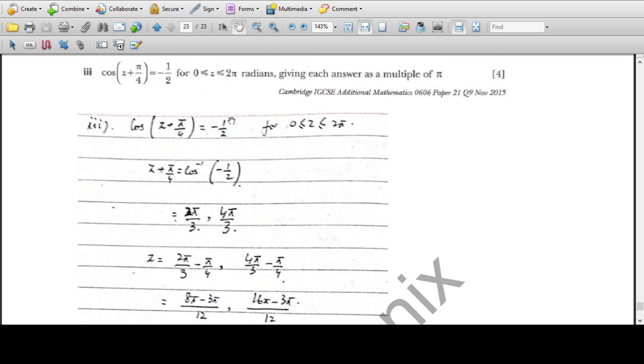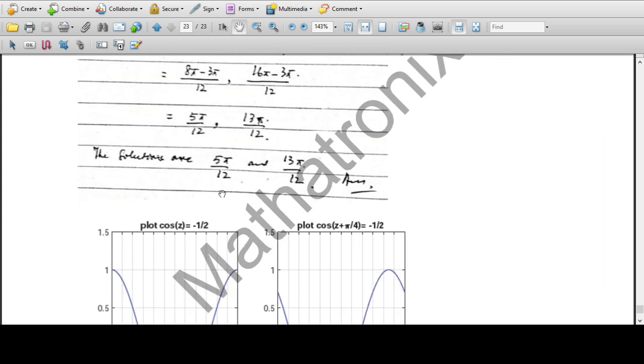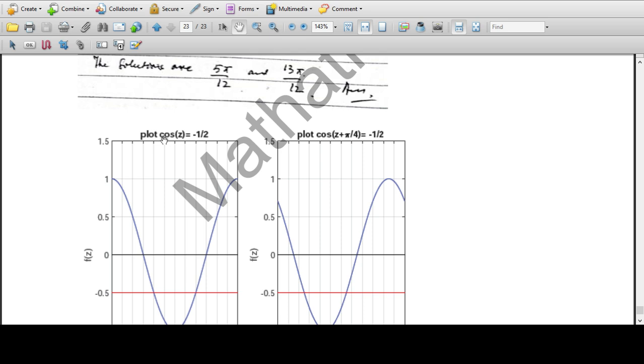And we know we have this minus half for 0 to 2 pi, so two solutions should be there. And we have obtained the value as this value of z plus pi by 4. We'll subtract pi by 4 from each one, and we'll have this z value, because we have to find the value of z where this equation is satisfied. So we have obtained these two, and we have just plotted cos of z plus pi by 4. This is not required, but we have just plotted it to show the results.